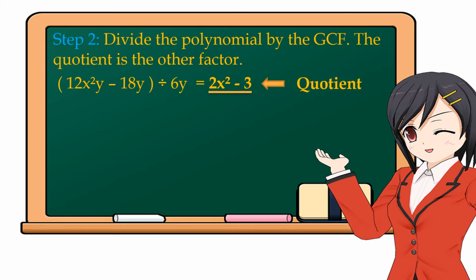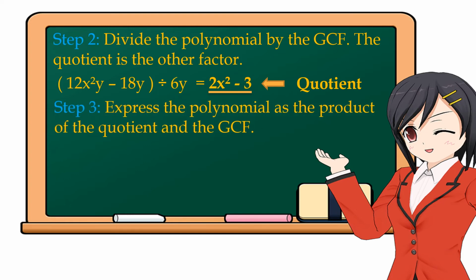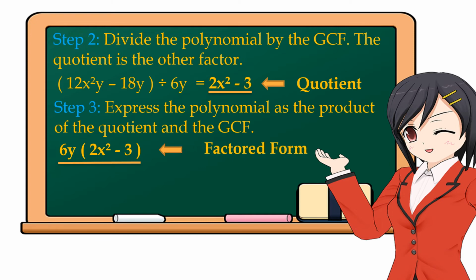So again, if you don't know how to divide a given polynomial by a monomial, you may go back to step number 1 and get the remaining factors of the given binomial. So step number 3, express the polynomial as the product of the quotient and the GCF. So it should be 6y times quantity 2x squared minus 3. So it is the factor form of the given binomial. So the final answer is 6y times quantity 2x squared minus 3.